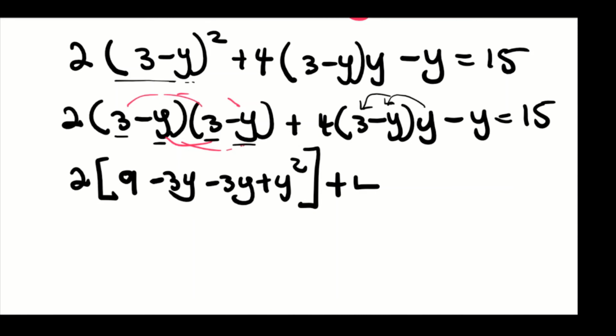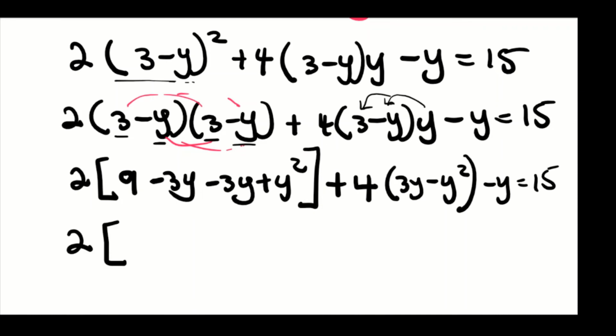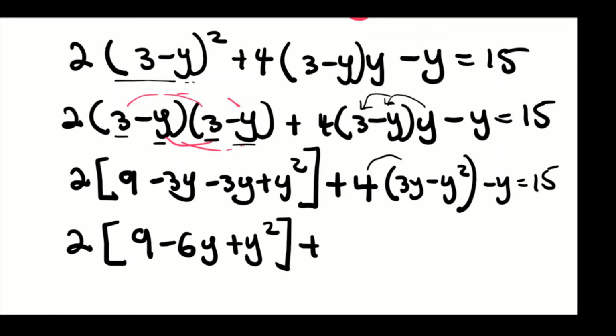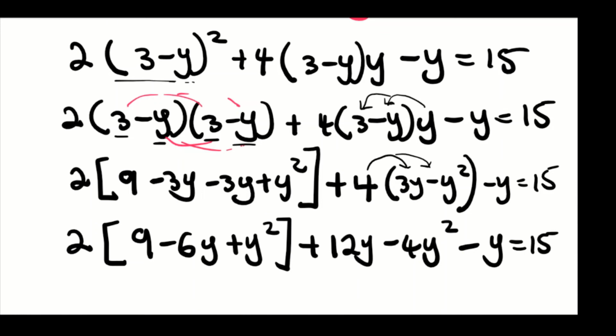So it's just going to be 4 into 3y minus y squared, close bracket, minus y is equals to 15. Right, so you'll have 2 into 9 minus 6y plus y squared, plus, and then the 4 will multiply everything inside here, so it's going to be plus 12y minus 4y squared minus y equals to 15.